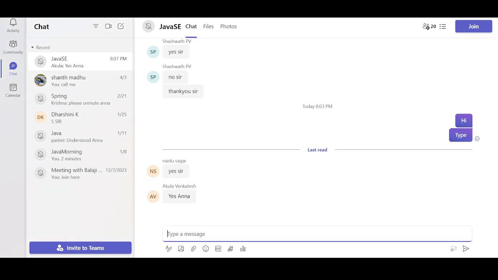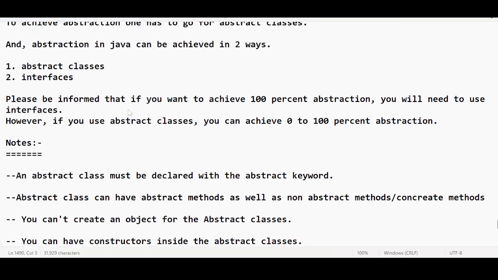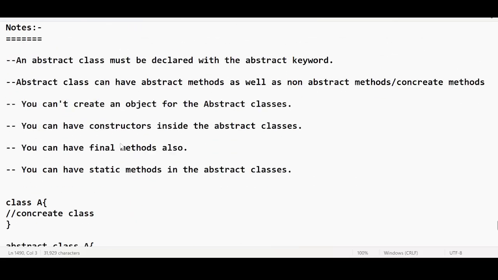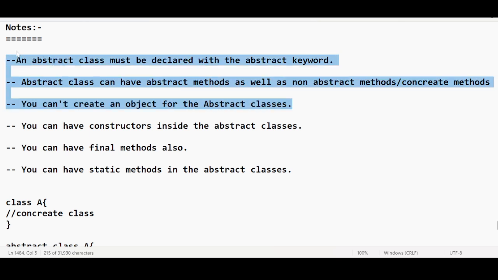Okay, let's get started. So we are discussing abstract classes in Java. Today we will get the complete picture. So please always remember these points for abstract classes. An abstract class must be declared with the abstract keyword. An abstract class can have abstract methods as well as non-abstract or concrete methods. And you cannot create an object for an abstract class.